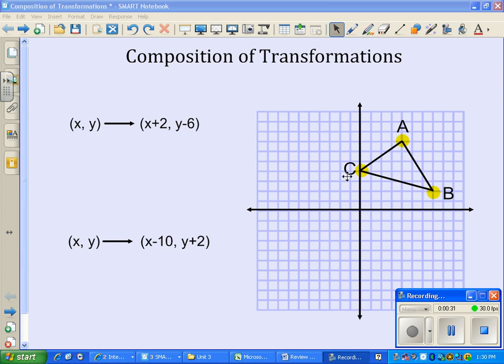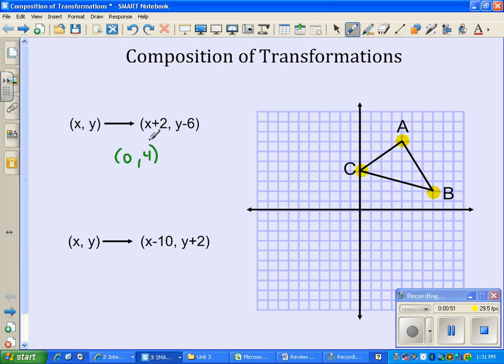All right, so our first rule is that we're going to add 2 to our x value, subtract 6 from our y. So you can either know that it goes to the right 2 and down 6 and put a dot, or you can actually take your coordinate pairs. So in this case, C is (0, 4). And then you can add 2 to 0, your x value, subtract 6 from 4, your y value, and that's where your point will end up landing.